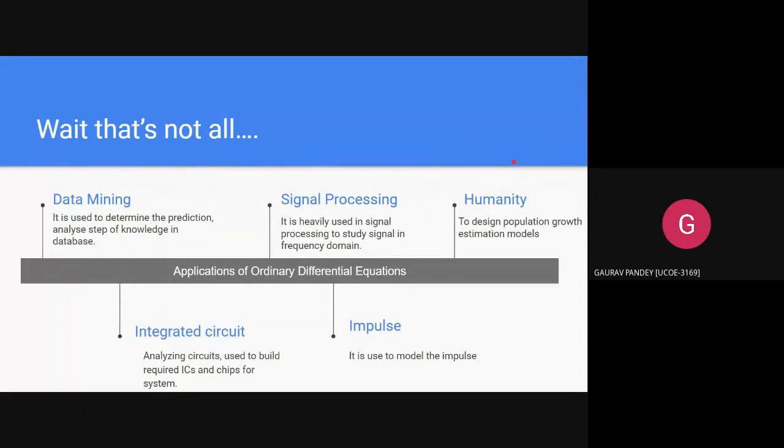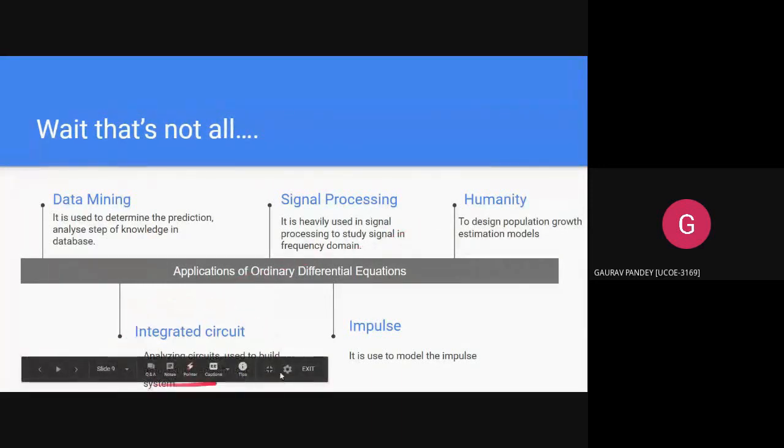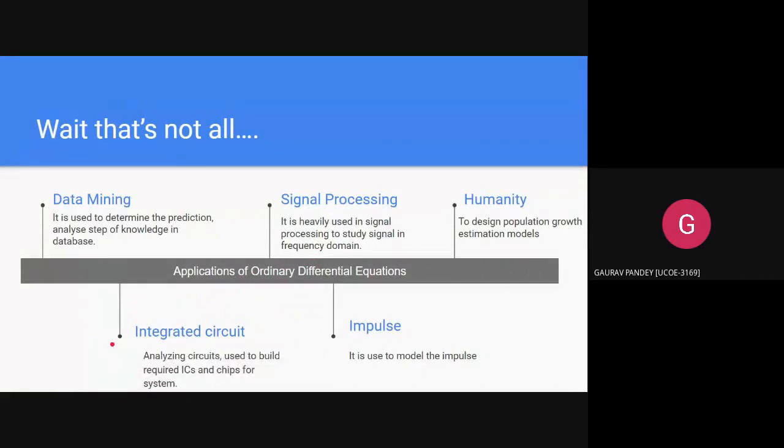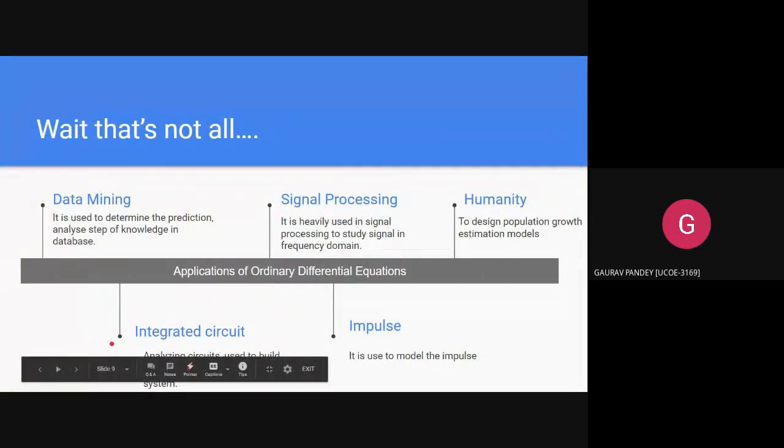Using Laplace or Fourier transformation, we can study a signal in the frequency domain. Humanity. It is also used to design disease growth estimation models, like for corona, which is very helpful to predict the spread of disease in the future. Integrated circuit. Laplace transformation helps to find out the current and some criteria for analyzing the circuit. It is used to build required ICs and chips for the system. So it plays a vital role in the field of computer science.